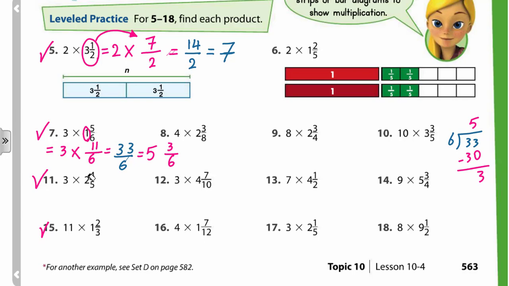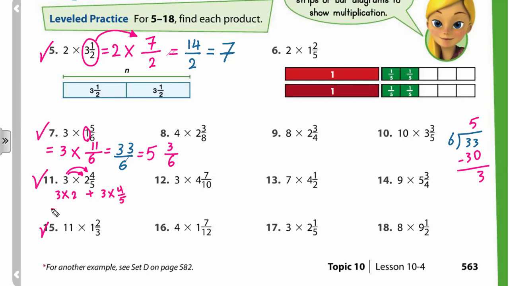Muhammad Ala, go ahead. Question number 11. 3 times 2 equals 6. Let me explain to your friends. We are now multiplying by the 2 and by the 4/5. 3 times 2 equals 6. 3 times 4 equals 12.